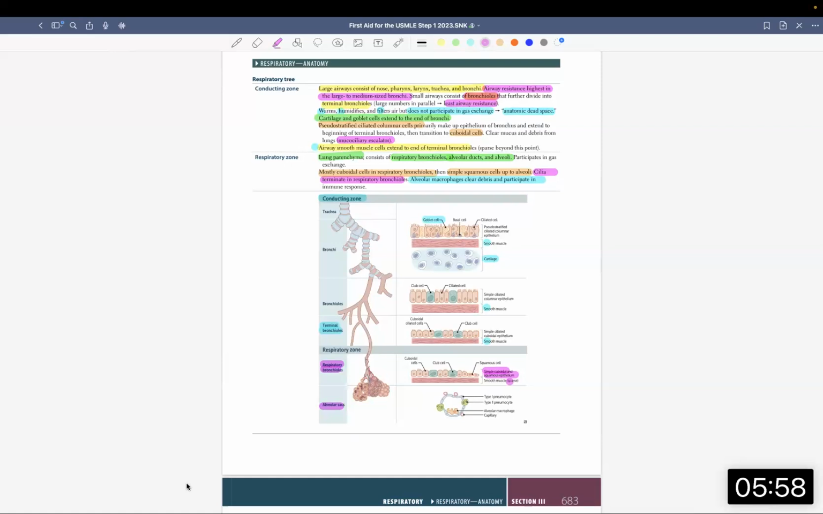So airway resistance is highest, you said, in large to medium-sized bronchi, right? In the upper level. Correct. Airway resistance is least in the terminal bronchioles because these are parallel, right? Correct. Exactly. Okay. And the other, anatomical dead space, you said what will increase the anatomical dead space?